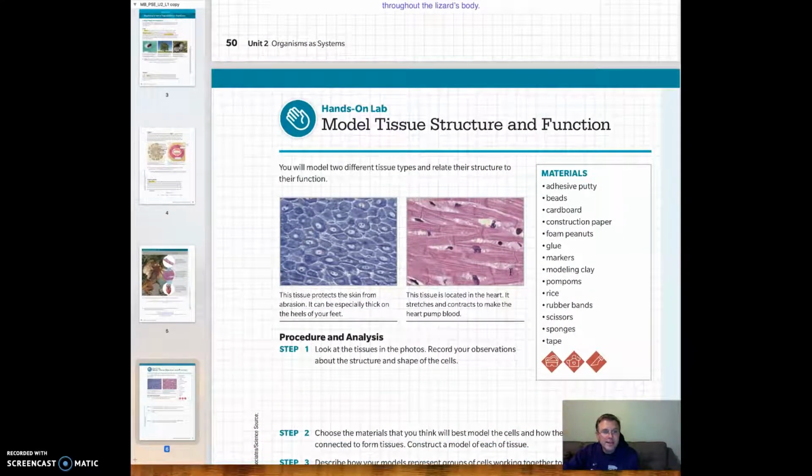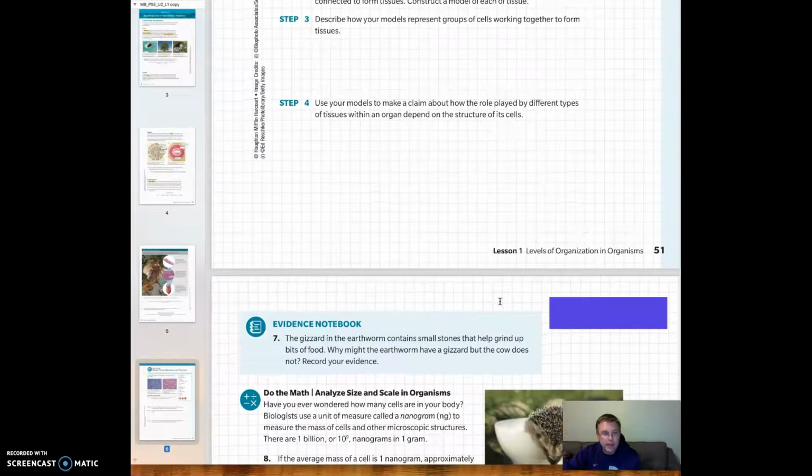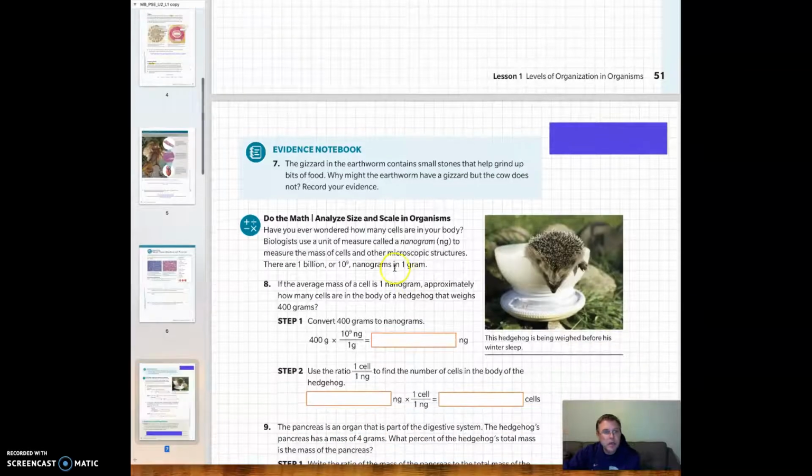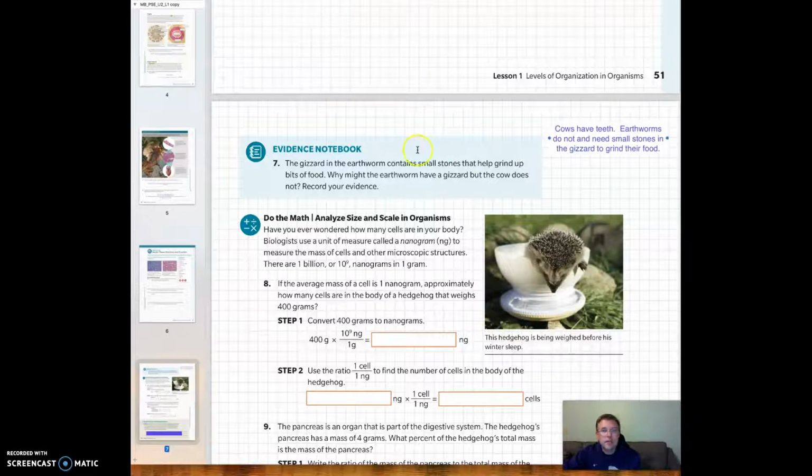Let's see, we're going to kind of skip this lab, but it does have some nice pictures there of cells that you can glance at, but we are not going to do that lab within the book. Moving on down to number 7, it says the gizzard in the earthworm contains small stones that help grind up bits of food. Why might the earthworm have a gizzard but the cow does not? And give some ideas about this. Well, basically the big situation, I mentioned that at the beginning, is that cows have teeth. They can chew up their food, swallow it.